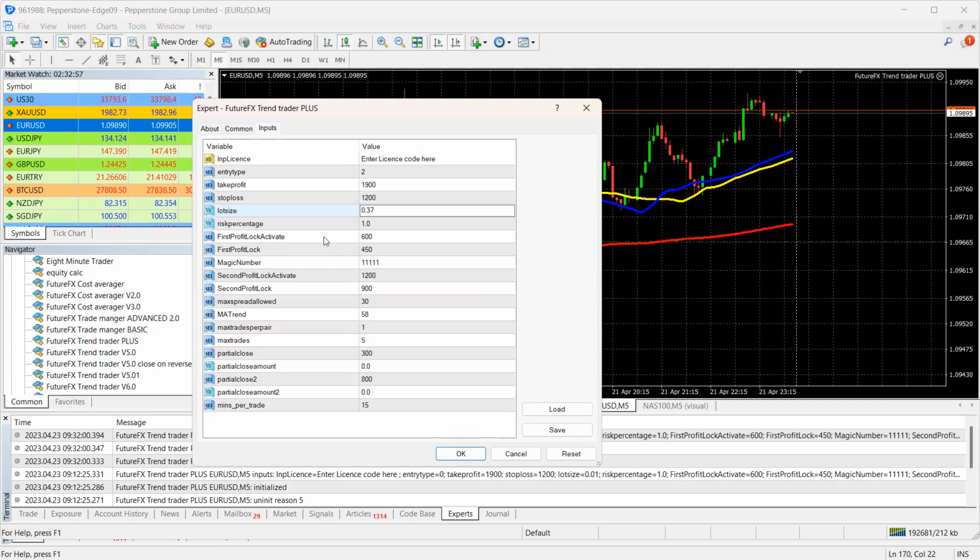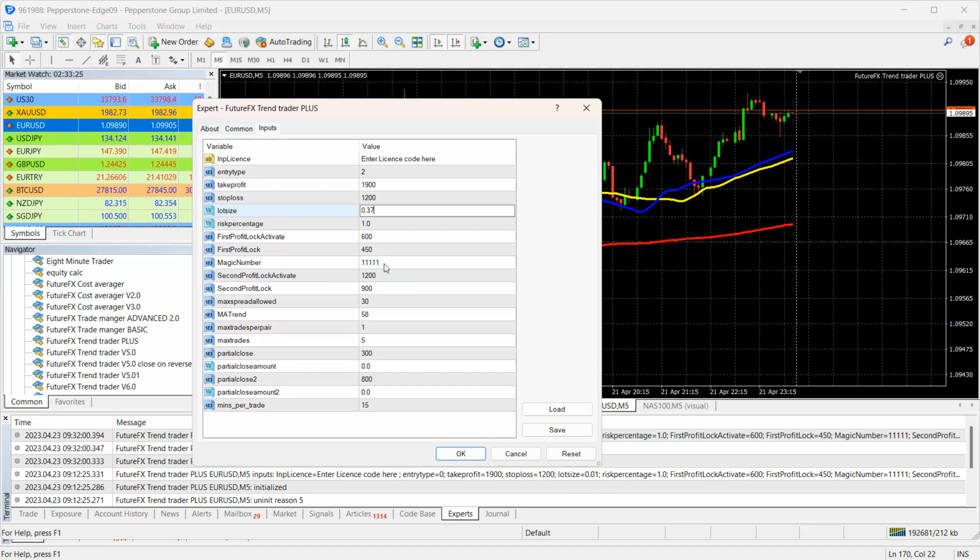All right, moving on to the next settings. We have first profit lock activate and first profit lock. Those two settings work in conjunction with each other. Simply, once this trade gets into 600 points of profit, it's going to move the stop loss up to 450 points of profit. So we've moved the stop loss in front of the entry point, making it a no risk trade and locking in 450 points of profit.